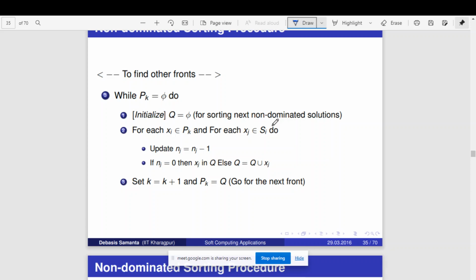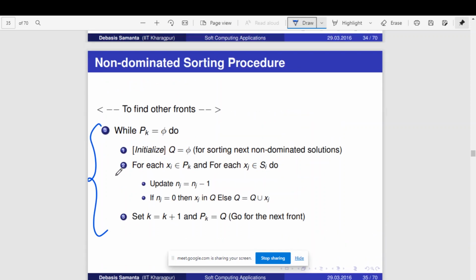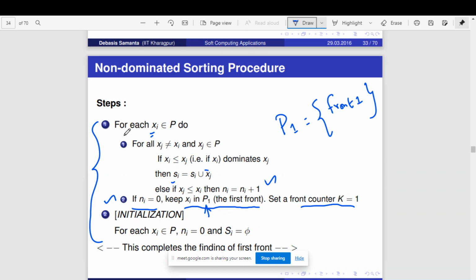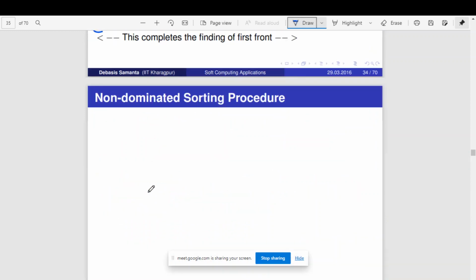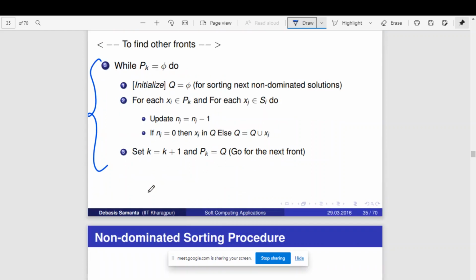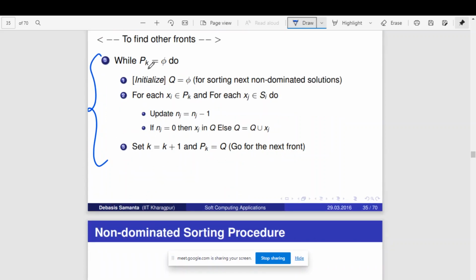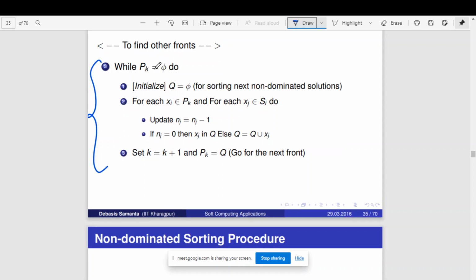Next, similarly, you have to identify all the individuals in the other fronts. This is the logic that identifies all the individuals in the first front, and it is up to this point only. Next we have to identify the individuals in the other fronts. For that we do, while Pk is not equal to null set. Actually this is an algorithm, so you can consider this as while Pk not equal to null set. Until it is null, it will repeat.